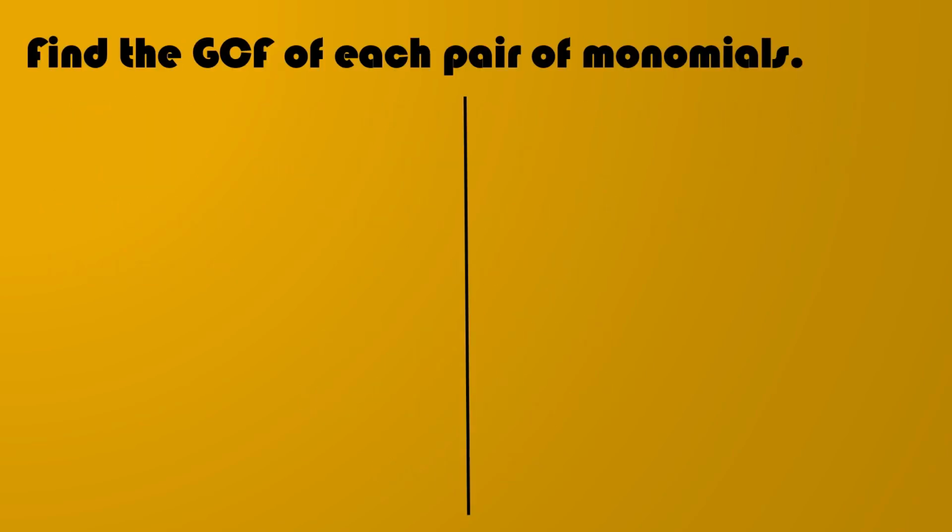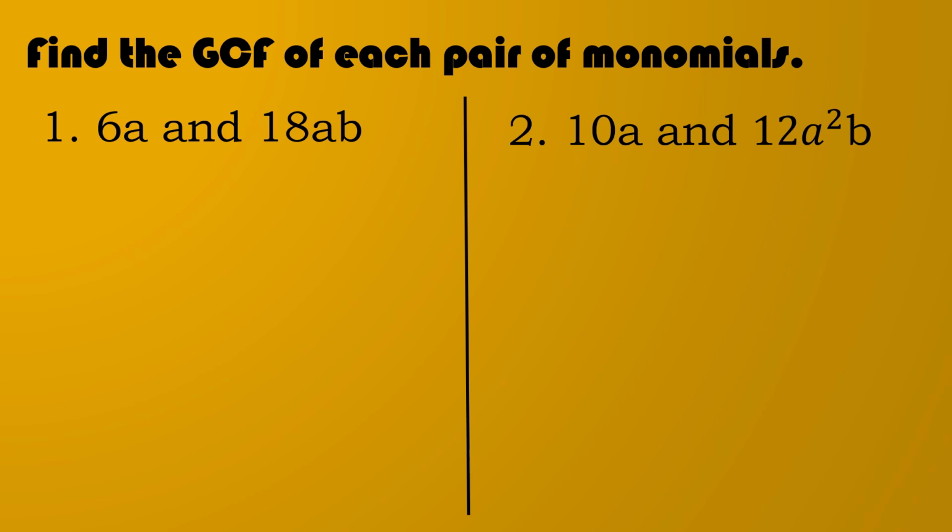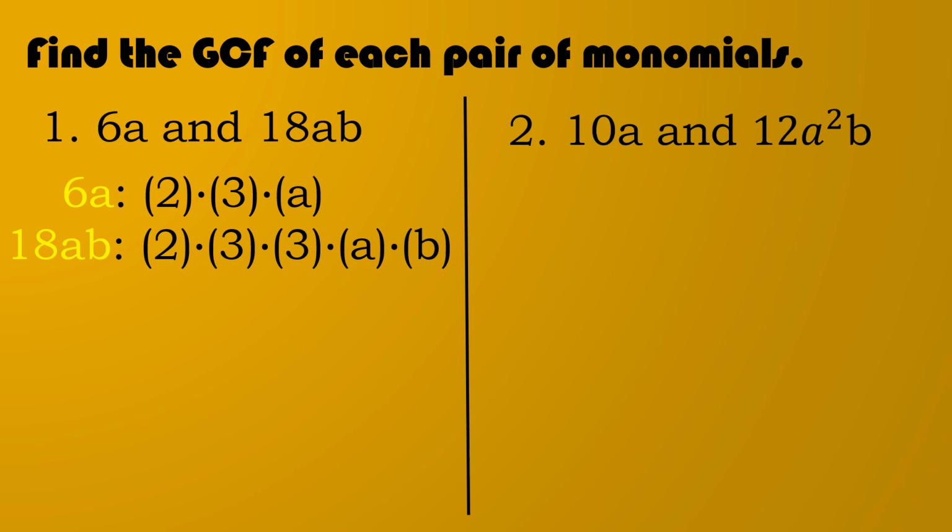Let's have some examples. Find the GCF of each pair of monomials. If you can do it on your own, you may pause the video first and answer. Then listen carefully to my explanation. Number 1. 6a and 18ab. First, let's express the monomials using prime factors. 6a will become 2 times 3 times a. 18ab will become 2 times 3 times 3 times a times b.